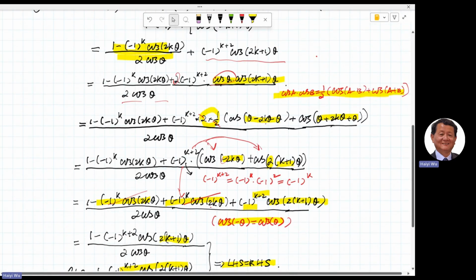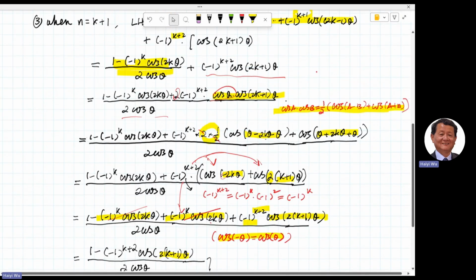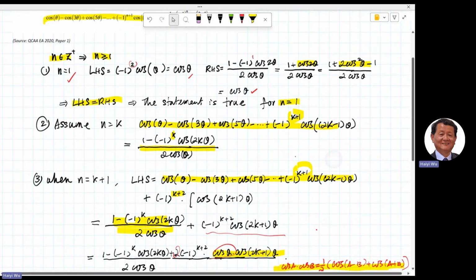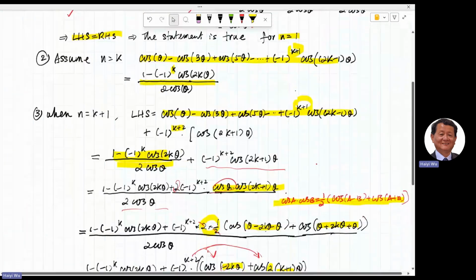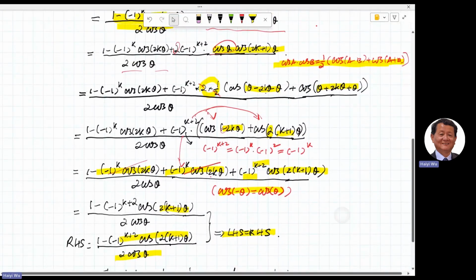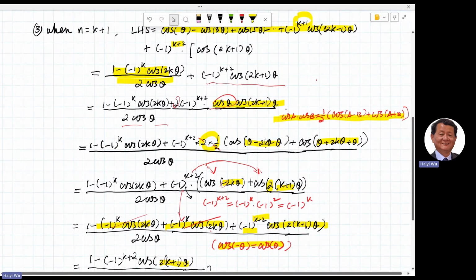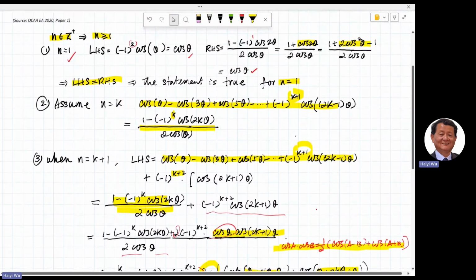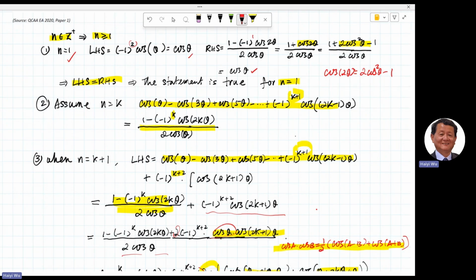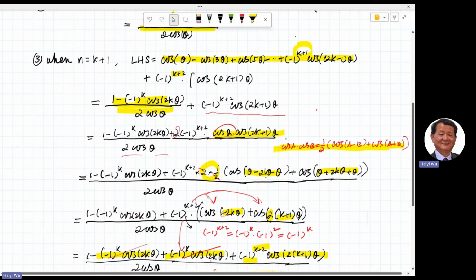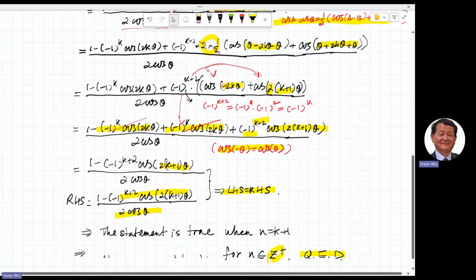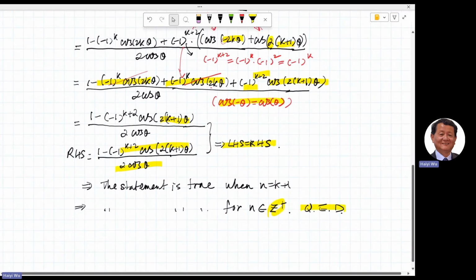So that's a proof using mathematical induction to prove a pretty long statement. A lot of techniques were used. The first one is the double angle identity. Don't forget the double angle identity: cosine 2 theta equals 2 cosine squared theta minus 1. So that's another identity. A lot of identities are used when you prove this particular trigonometric statement.